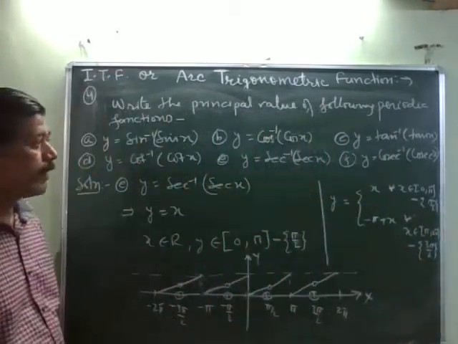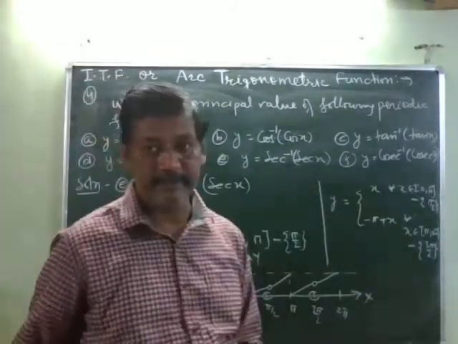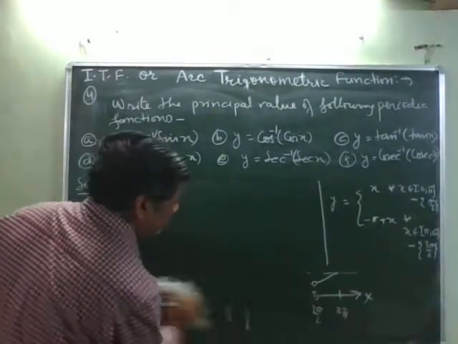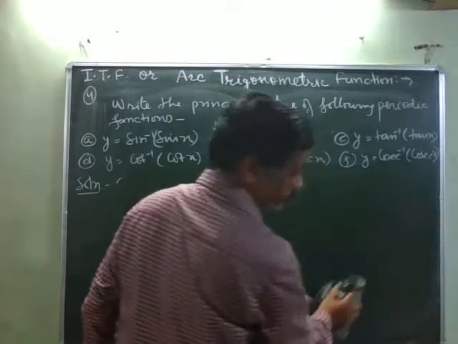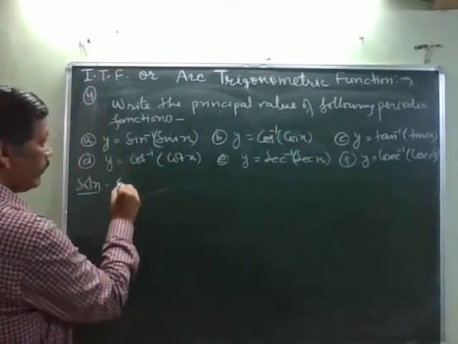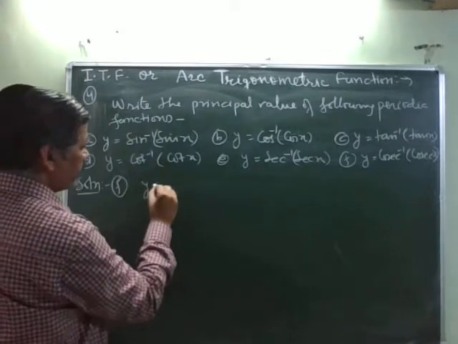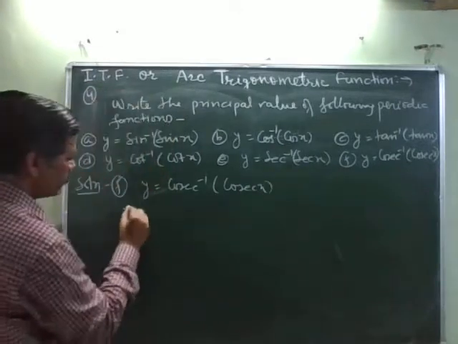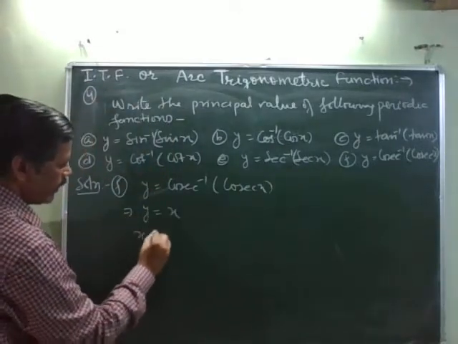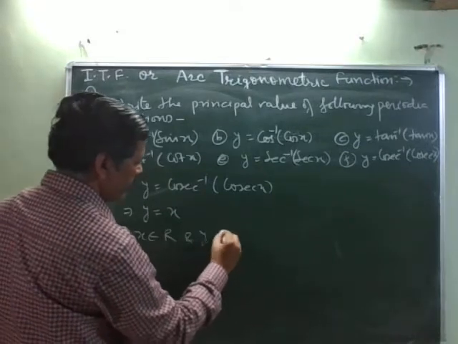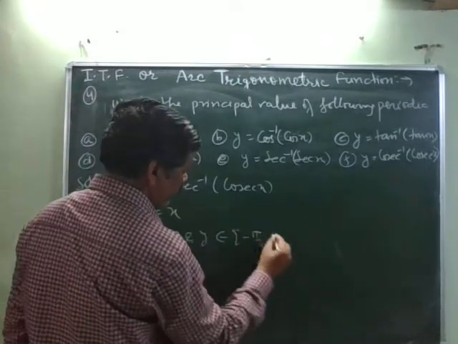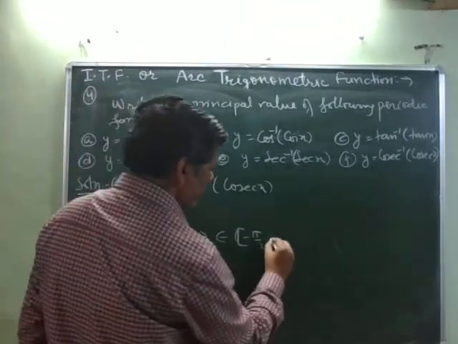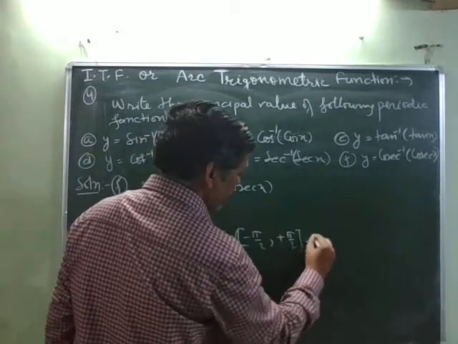Now the last part, f, y is equal to cosec inverse cosec x. It means y is equal to x, where x belongs to R and y belongs to minus pi by 2 to plus pi by 2 except angle 0.